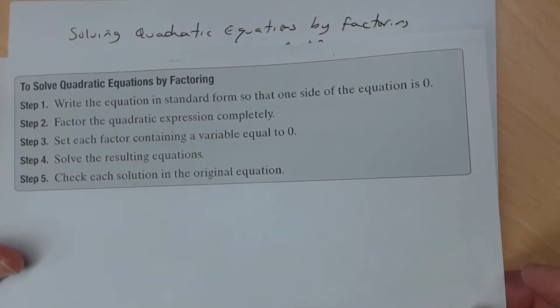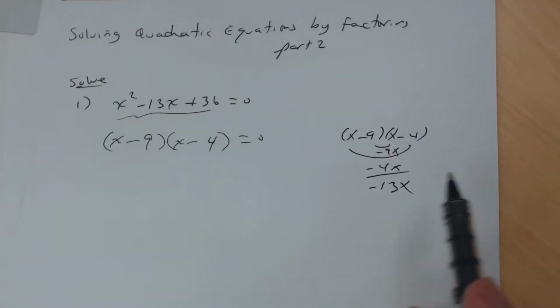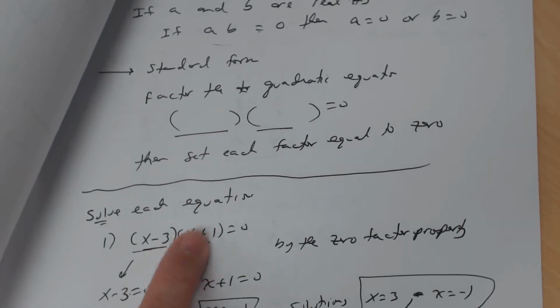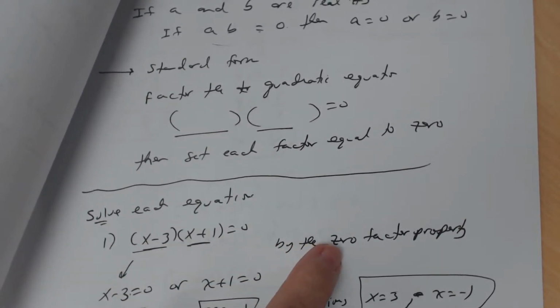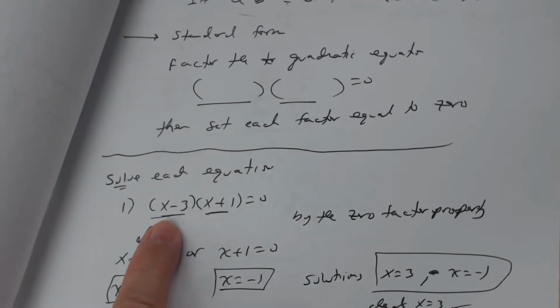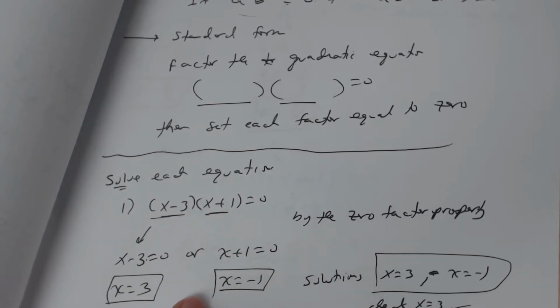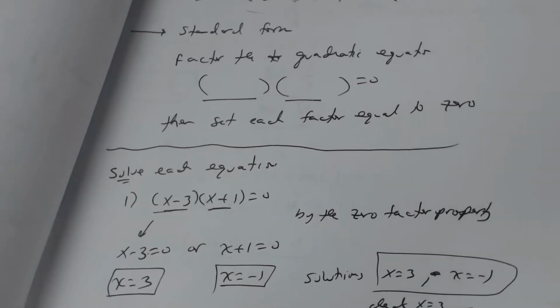So step 2 said to factor the quadratic expression completely. Now remember, in the previous lesson, when we did problems like this, if I had two factors whose product was 0, then I use the zero factor property. It says I set each factor equal to 0, because one of those factors has to be 0. So I went from a quadratic equation to two linear equations, and you ended up with two solutions. In this case, the solutions are 3 and -1.